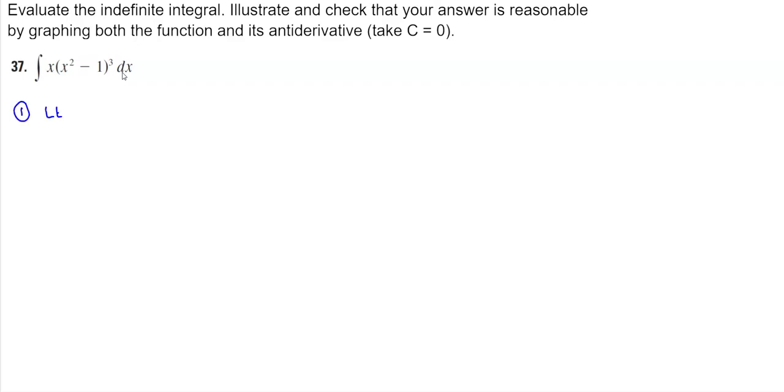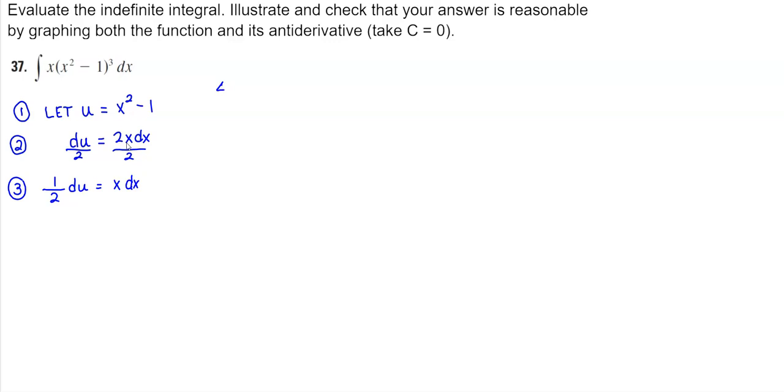So we're going to let u equal x squared minus 1. And then we're going to take the derivative of both sides with respect to x. So we have du, the derivative of x squared is going to give us 2x dx. And so we want to be able to substitute that back in here, so we need to divide both sides by 2. So we end up getting 1/2 du, which is equal to x dx.